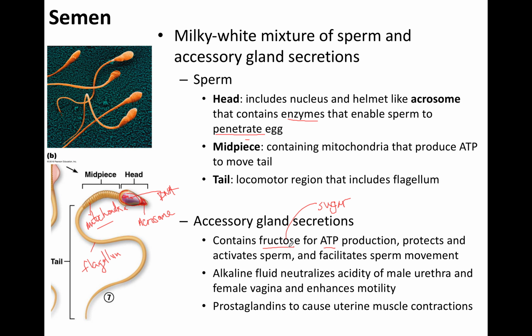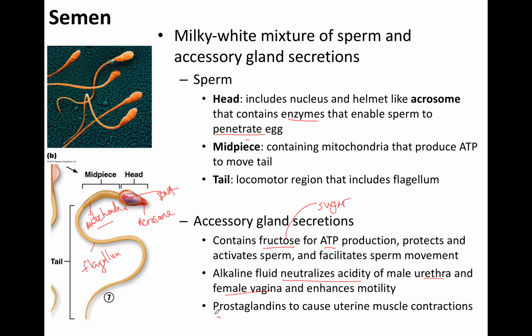So that's why you're going to have fructose, you have other components that actually protect the sperm and then activate the sperm. Usually that activation occurs as a result of being in the female reproductive tract. So there's enzymes that interact with the female reproductive system that is going to help activate the sperm and facilitate the movement. It's going to neutralize the acidity of the male urethra as well as the female vagina, because like I said, the vagina is trying to prevent anything foreign from entering.